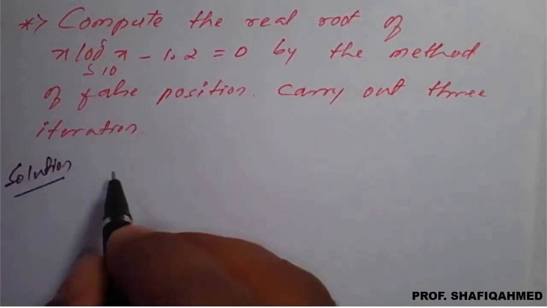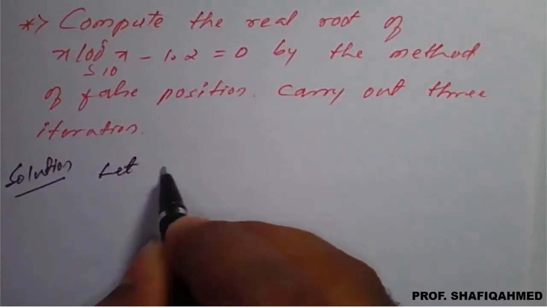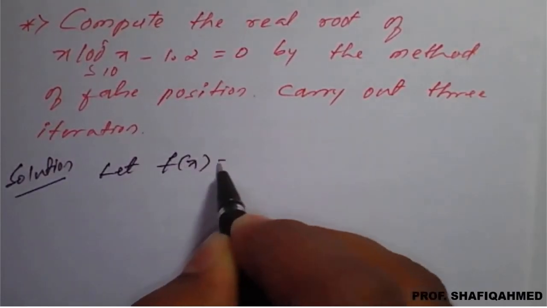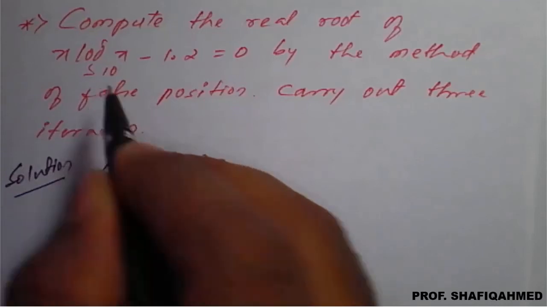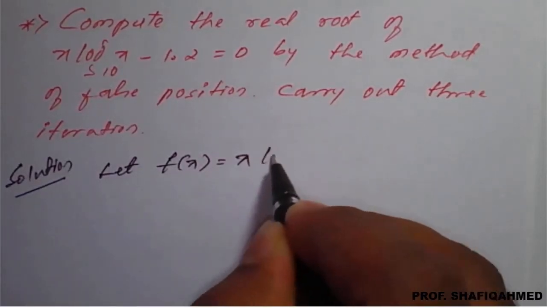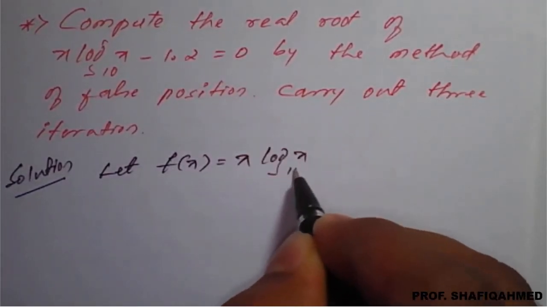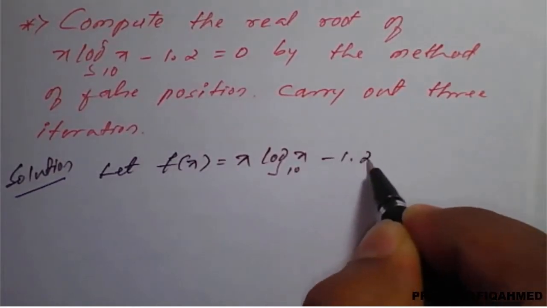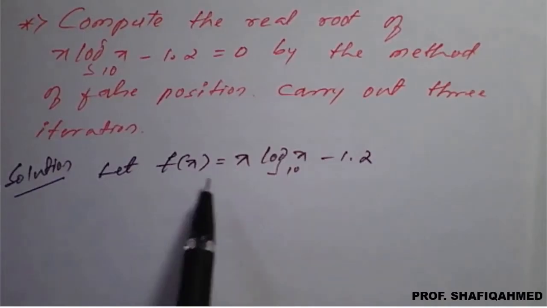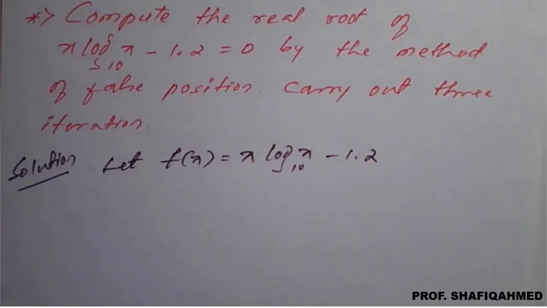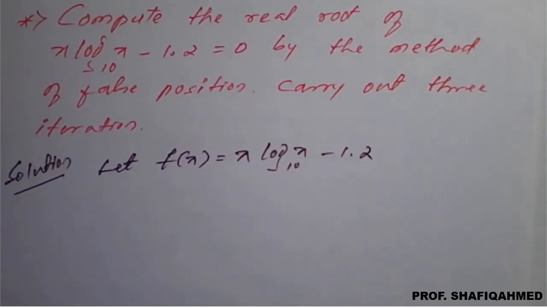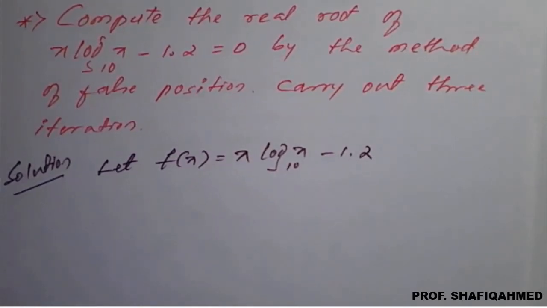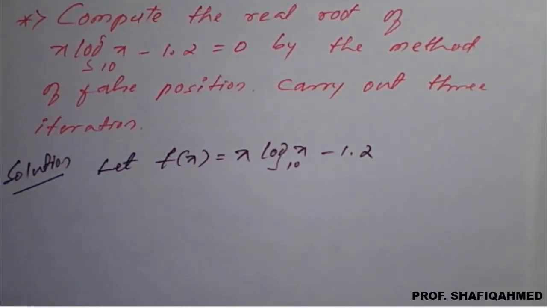The given equation we have to write: let f of x equal x log x to the base 10 minus 1.2. We will prepare this equation in the calculator and see what the values of a and b are, with the condition that one result value is positive and one is negative. We'll see that.